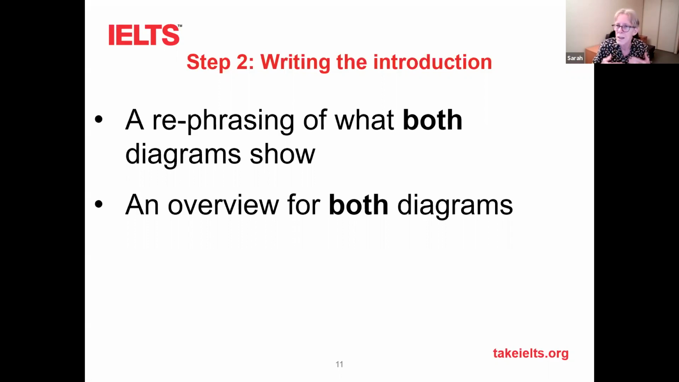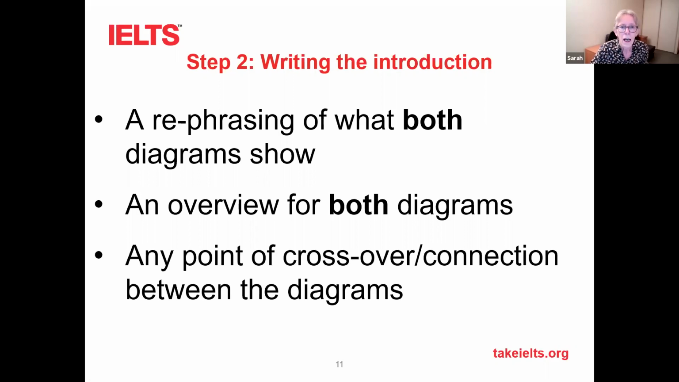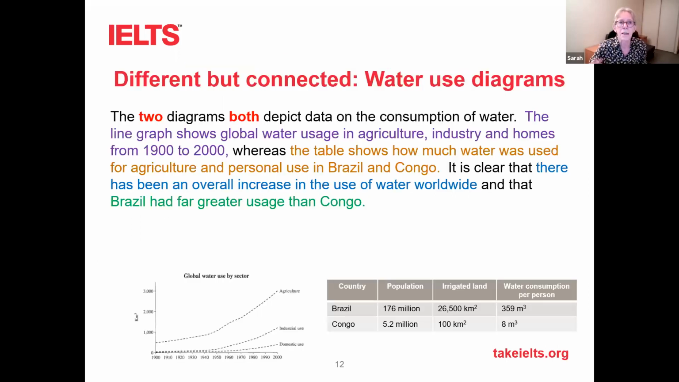And again, a clear overview is something that you have to put. It's in the public descriptors. To get a score of 7 or above for task achievement, you need to have a clear overview. So that's still a very important part of this task. And the other thing that makes it a little bit different from just a one diagram is that you need to put in the introduction any point of crossover or connection between the diagrams. You have to sort of work out what it is that pulls them together, even if it's not very, very close. So let's have a look at the different but connected.